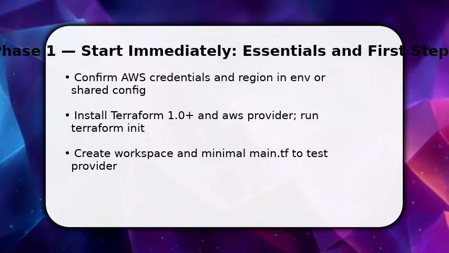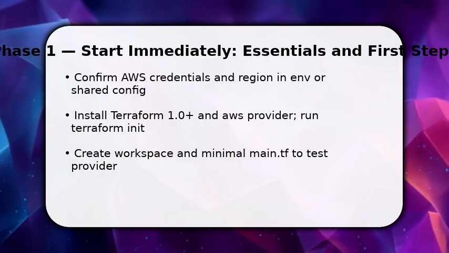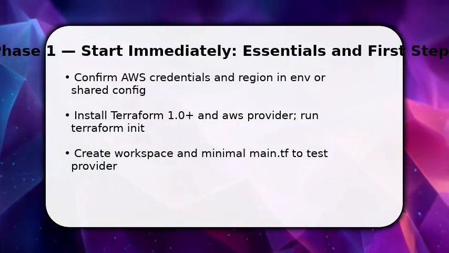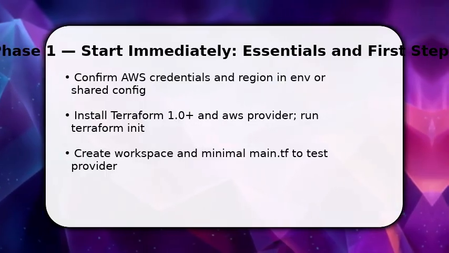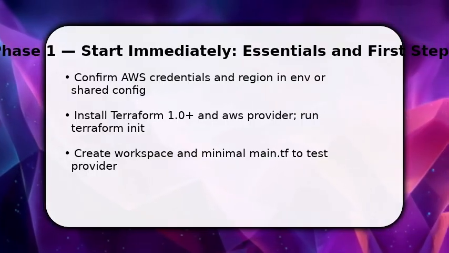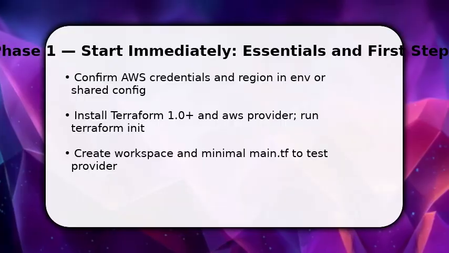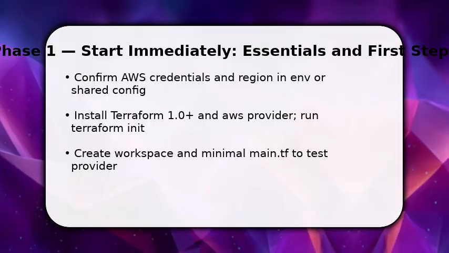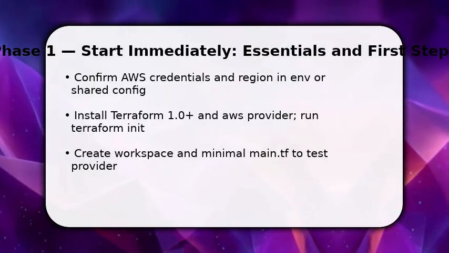You start by ensuring your AWS credentials and region are accessible, otherwise Terraform cannot reach Secrets Manager. Once done, install Terraform 1.0 or newer, add the AWS provider block and run terraform init to download plugins. Make sure to create a dedicated workspace or state backend now to avoid state collisions.